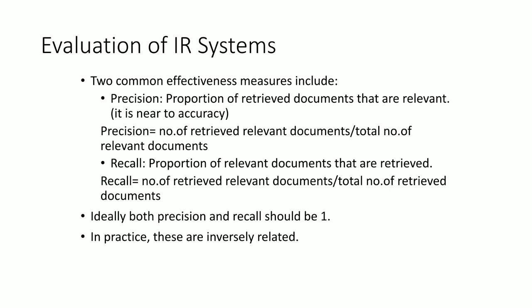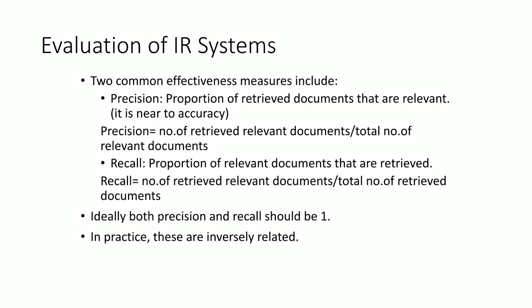Evaluation of the IR system. There are two common effectiveness measures, precision and recall. What is precision? It is the proportion of retrieved documents that are relevant. It is near to accuracy. Precision is equal to the number of retrieved relevant documents to the total number of retrieved documents. For example, if 10 documents are retrieved, but only 6 of them are relevant, that is the precision.